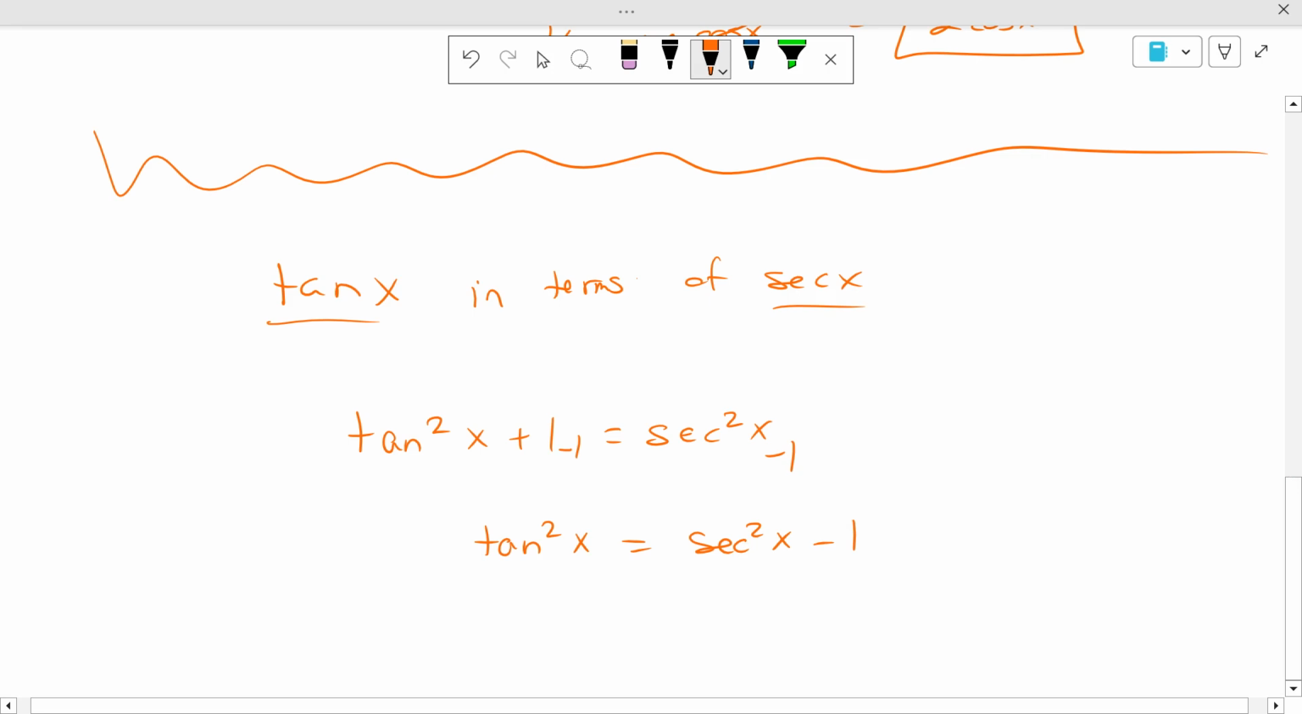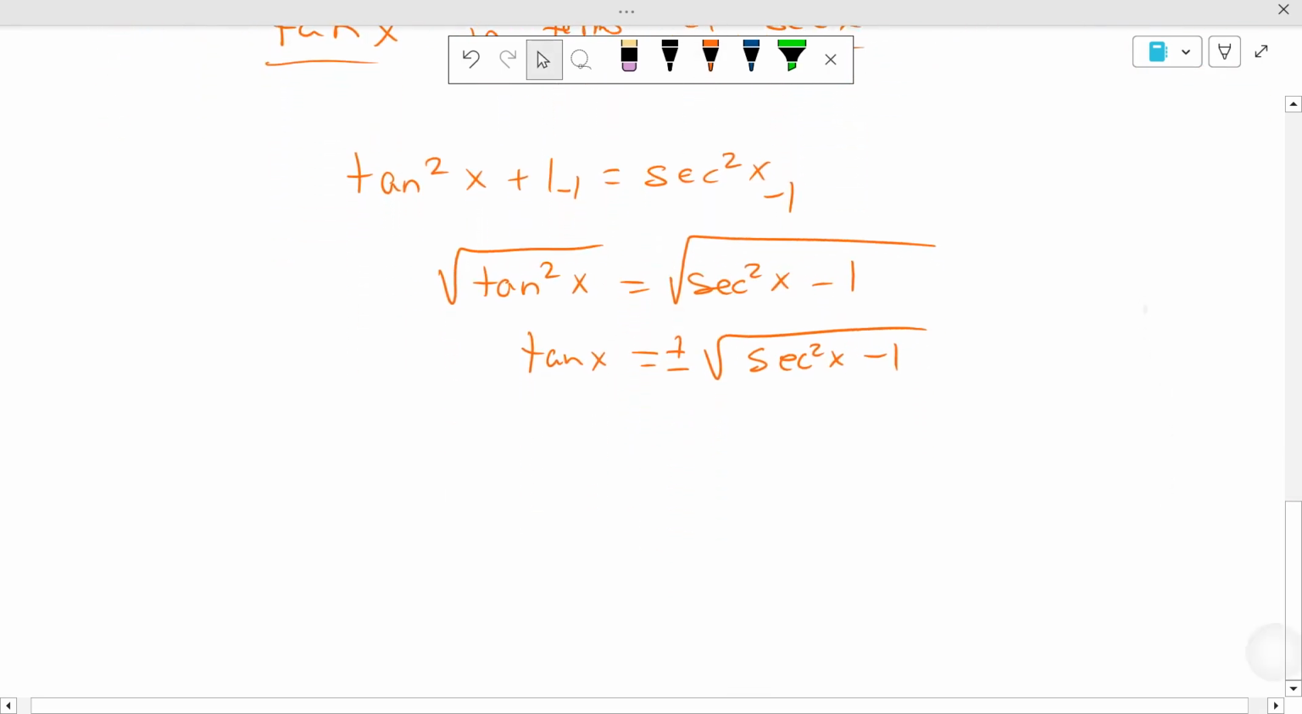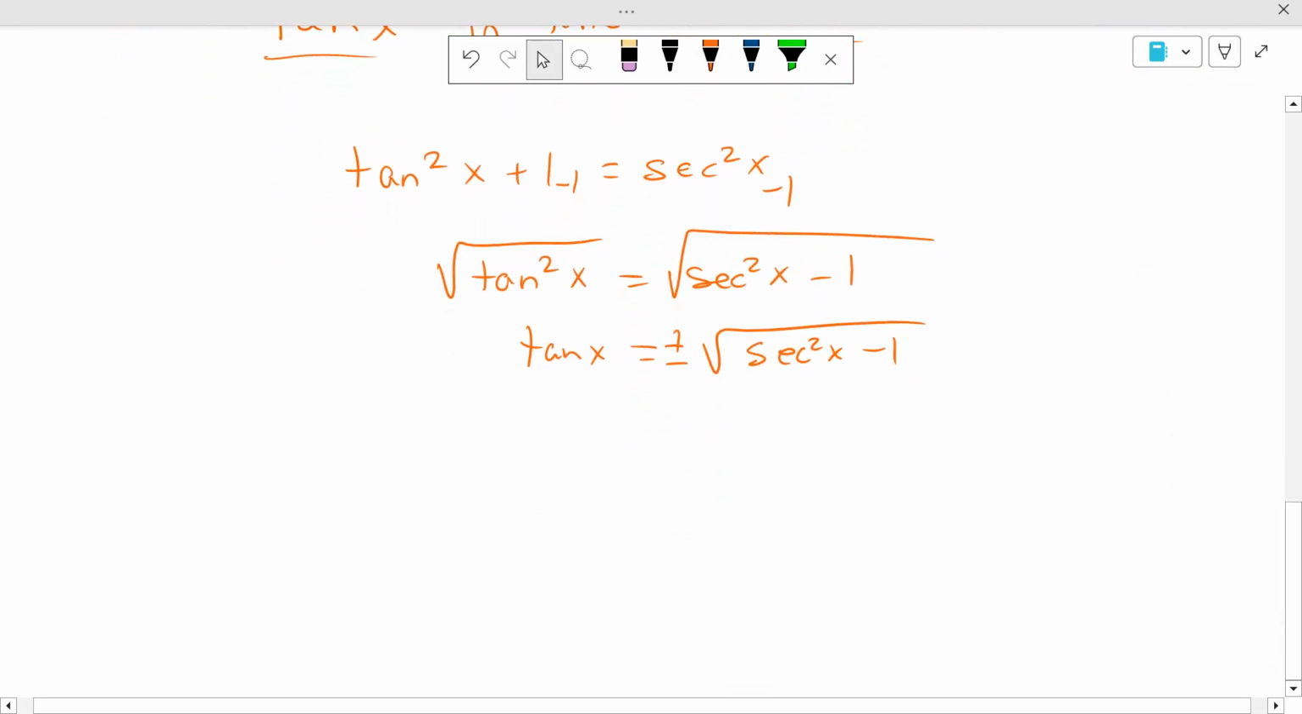How do I get tangent alone? Because it's not alone yet. I have tangent squared, so I have to take the square root of each side. I take the square root of the entire side. It's not the square root of secant squared minus 1 is just secant minus 1. It is the square root of secant squared of x minus 1. You leave it under the square root. Now it's either a positive or a negative, depending on what quadrant we're in. Okay, so we leave it like that. Okay, so that is pretty easy.